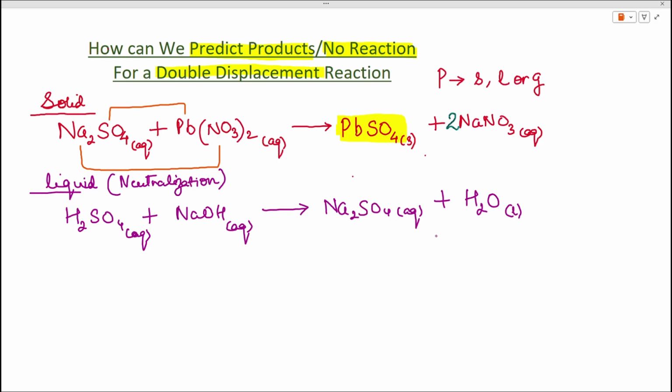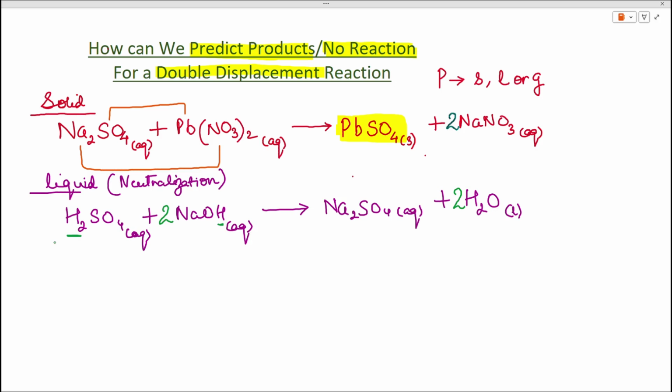Now we'll just balance it out. Sodiums on the right are 2, and we'll make sodium 2 over here also. Hydrogens total are 2 over here and 2 over here, so we have 4. We'll make 4 hydrogens here. So this is a complete balanced chemical equation.